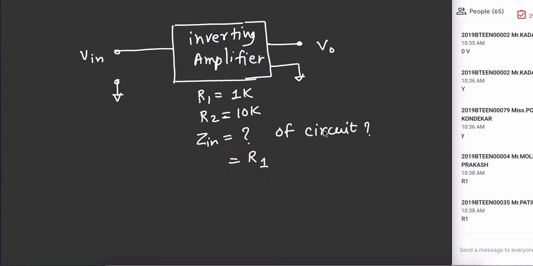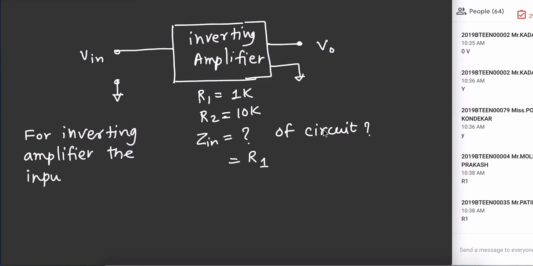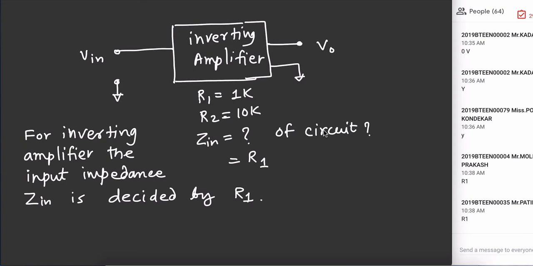So write down this: for inverting amplifier, the input impedance Z in is decided by R1. Okay.